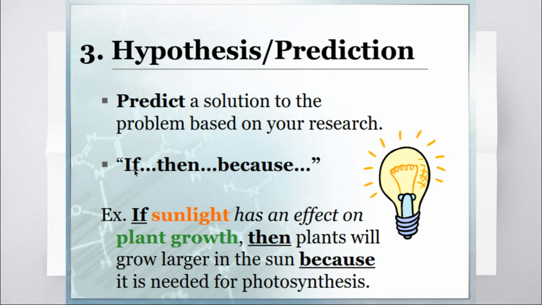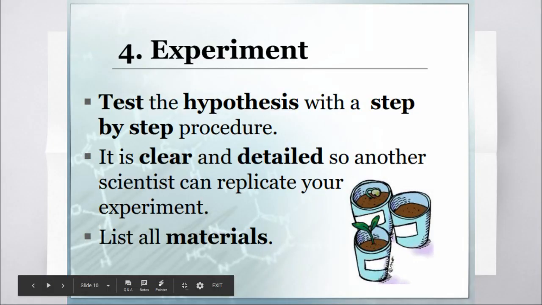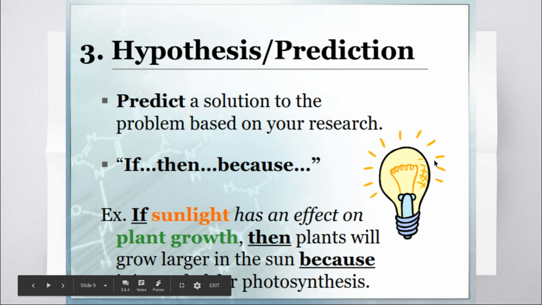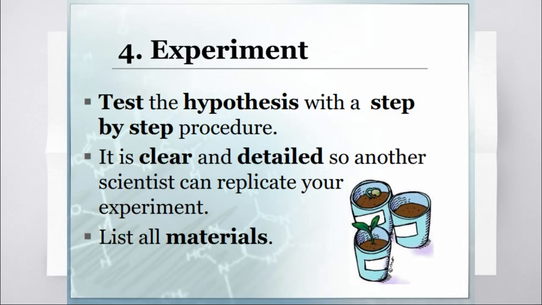And I'll say it over and over. If I change something, then I expect this to change. And the because part is the science behind it. So in this case, if sunlight has an effect on plant growth, then plants will grow larger in the sun. Okay, this is the prediction. And then the science, because it is needed for photosynthesis. And photosynthesis is the process of taking sunlight and converting it into glucose. So now that we have a hypothesis, it's an educated guess based on science that is testable as well.